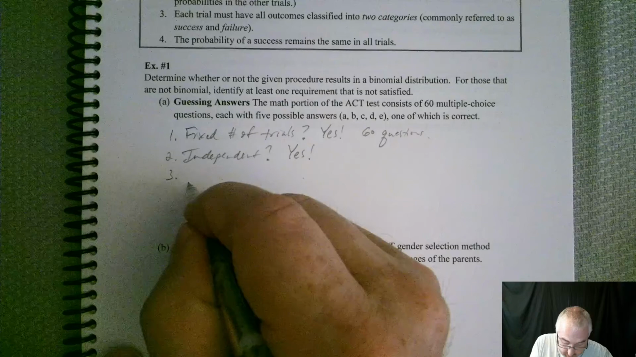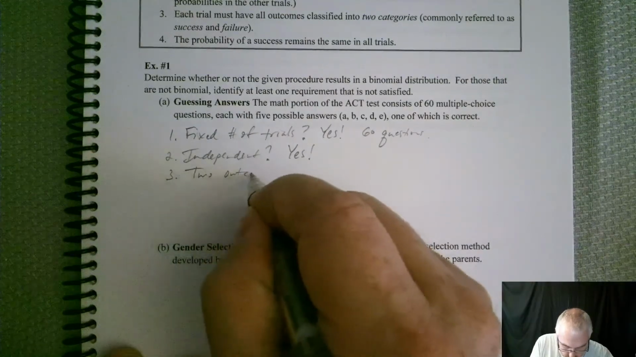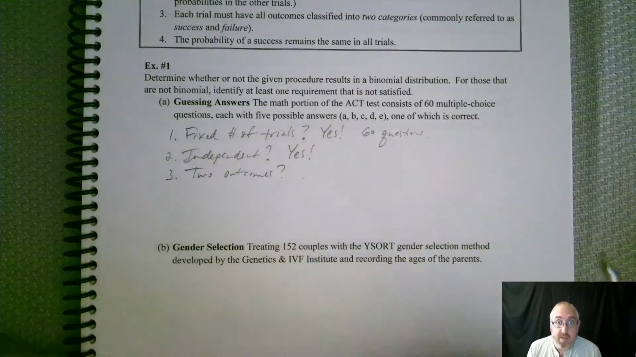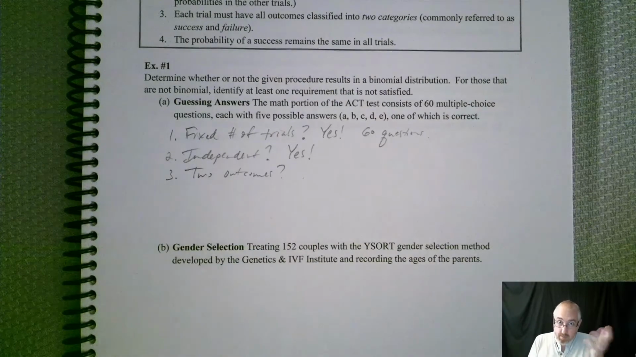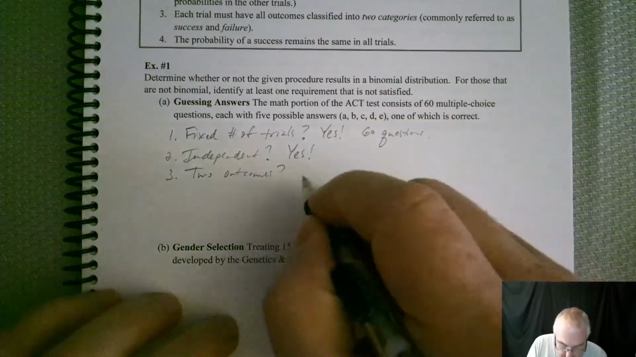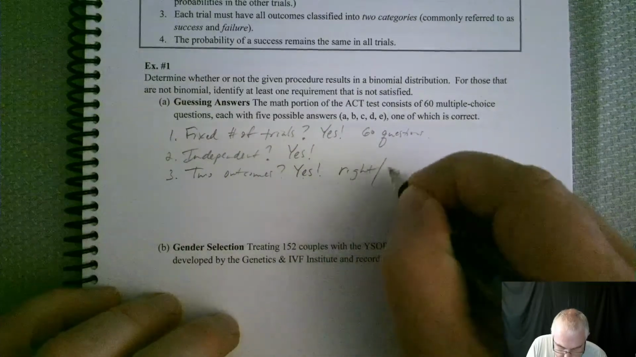Okay, and 3 is 2 outcomes. Now this one might seem a little weird because, well, wait a minute, we got 5 possible answers. That's not 2 outcomes. Well, but think about it. One of those is correct. The rest of them are wrong. So you're either getting it wrong a larger proportion of the time than what you're getting it right, but there's only 2 outcomes. You're either right or you're wrong. So in this case, the answer is yes. Right/wrong.